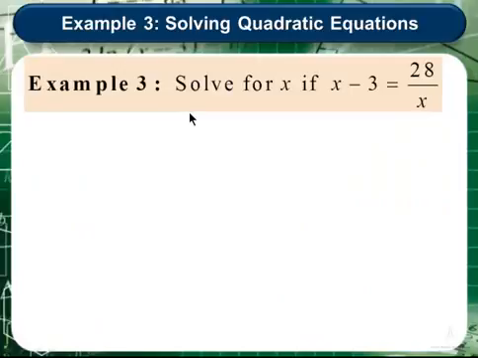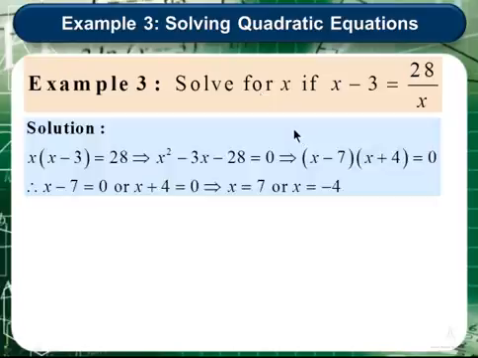In the third and final example of solving quadratic equations, we consider the following quadratic equation that we have to solve again for the unknown x. The first step in this case would be to multiply through by the variable or unknown x on the left and the right hand side in order to write this particular quadratic equation in its standard form. So we have x times (x minus 3) is equal to 28 on the right hand side. This, of course, after simplification and rearrangement, gives a standard quadratic equation, namely x squared minus 3x minus 28 is equal to 0. Note that x cannot be equal to 0.